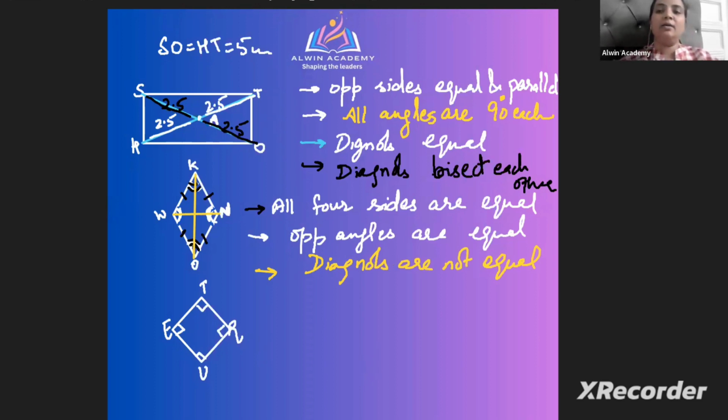But like any other parallelogram, diagonals will bisect each other. Aren't they bisecting? Therefore, this half is equal to this half, right? Looking like that or not? Yes, ma'am. And this half equals this half. So diagonals are bisected. I'll write this as diagonals bisect each other.